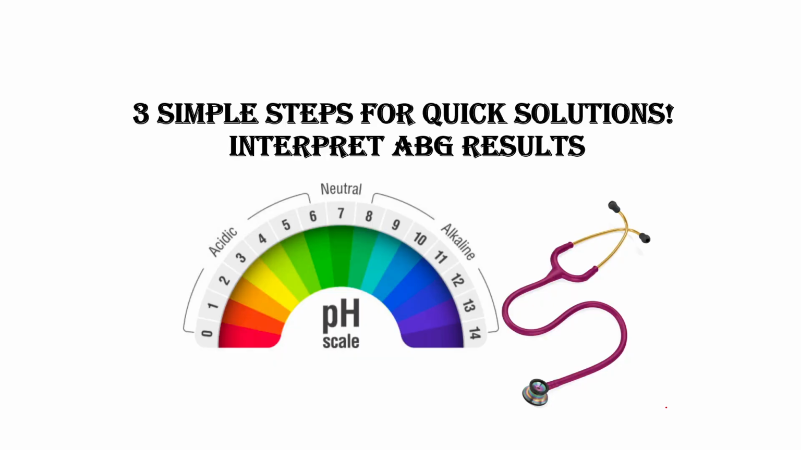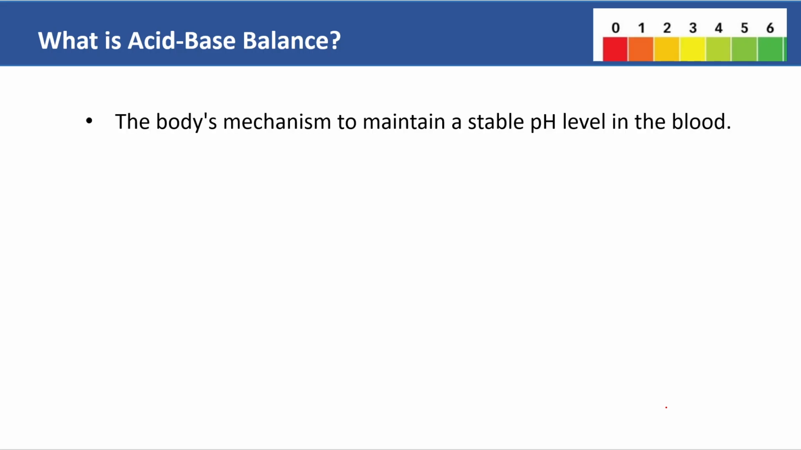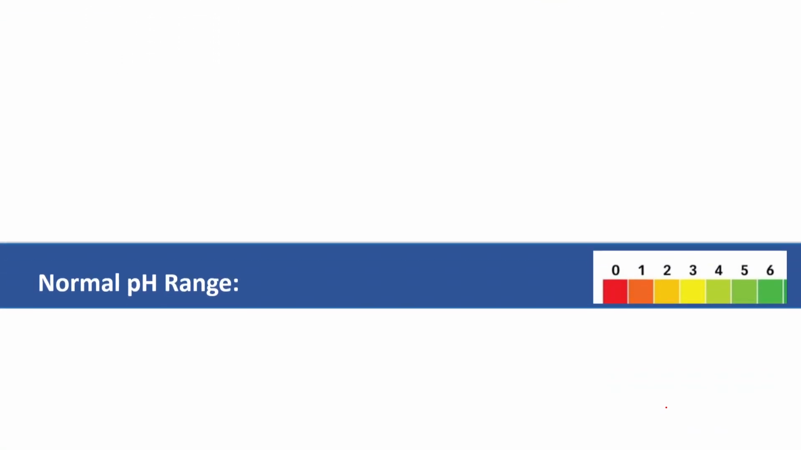There are 3 simple steps for the quick solutions to interpret the ABG result. So what is the acid-base balance? It is actually the body's mechanism to maintain a stable pH level in the blood. It is essential for the proper cellular function and the overall health.